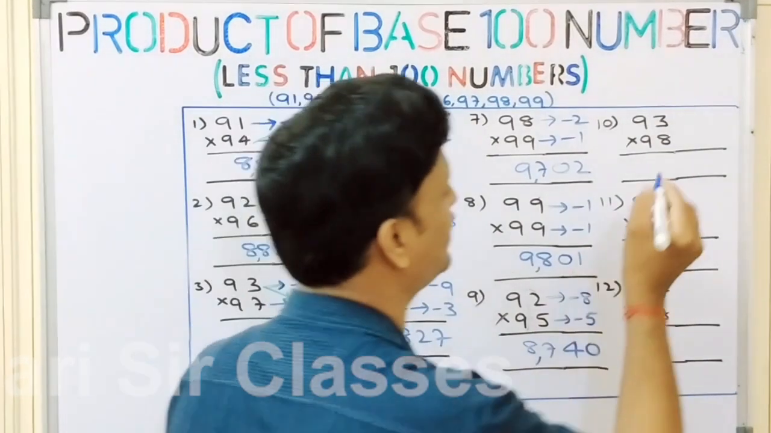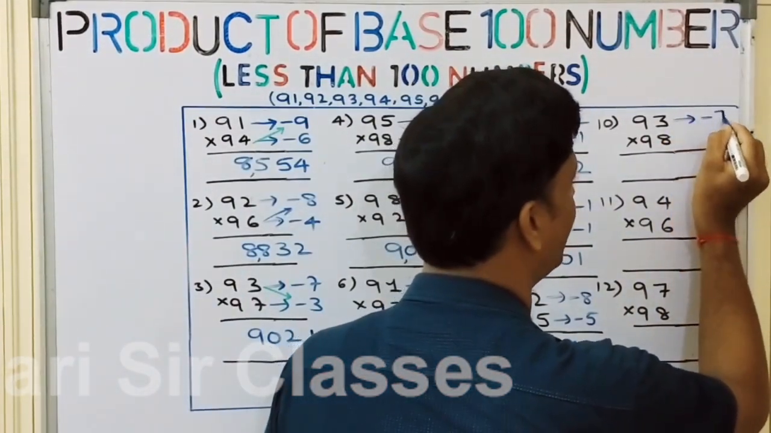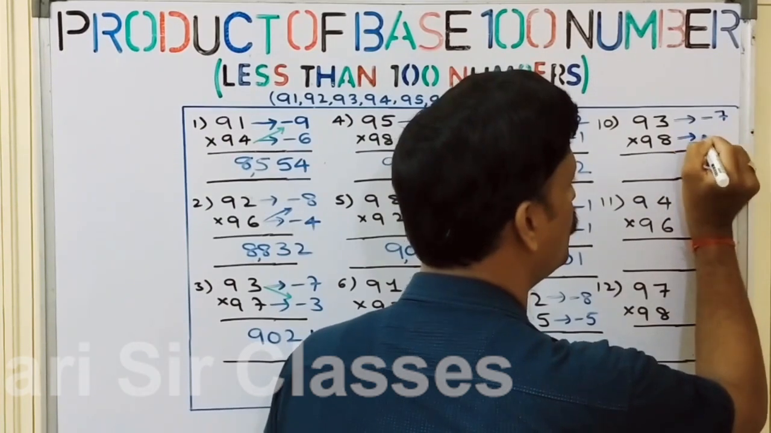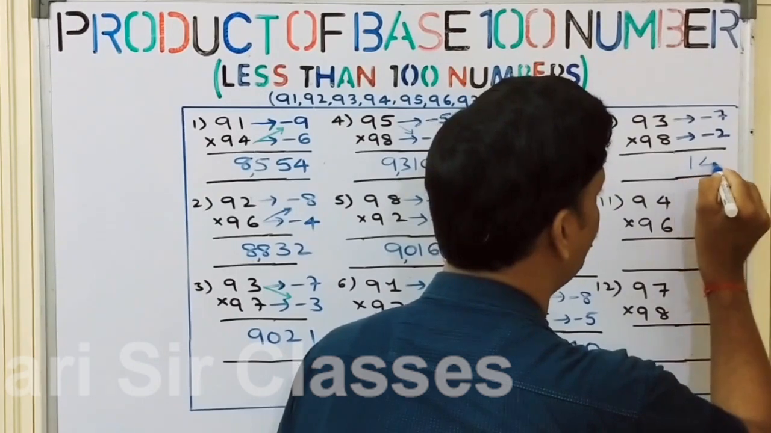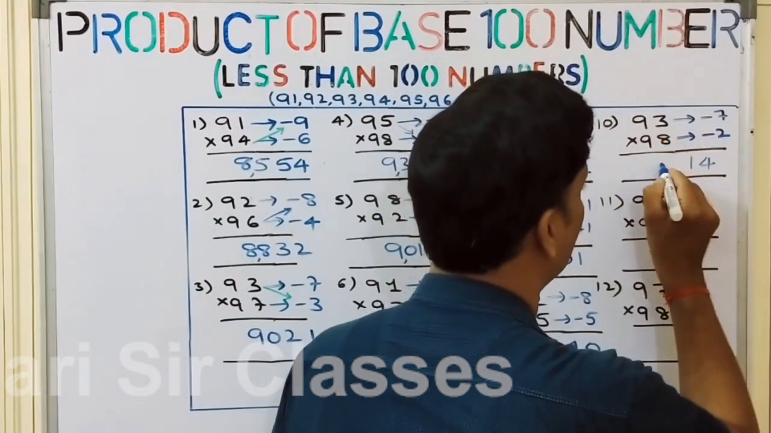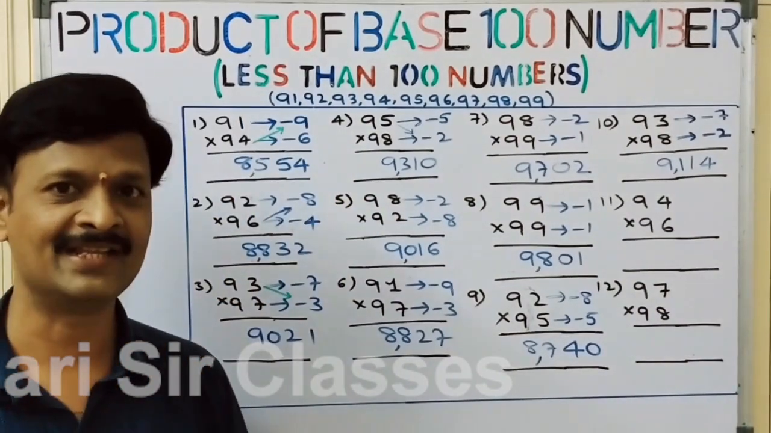Let's move on to the 10th question, that is 93 into 98. 93 is 7 less than 100, and 98 is 2 less than 100. Now 7 into 2, that is 14. 93 minus 2, that is 91. That is 9114, your answer.